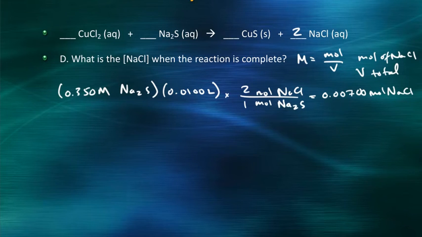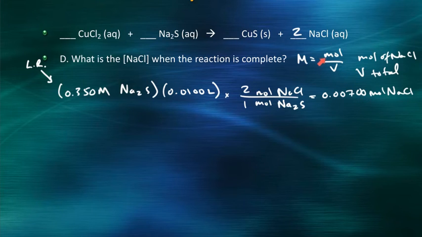So this was my moles of Na2S. This was my limiting reactant. That's why I picked this one and not the information about the CuCl2. Just to make sure we're clear on this, this comes from the limiting reactant. That's why I picked this one. It dictates how much I can make over here.